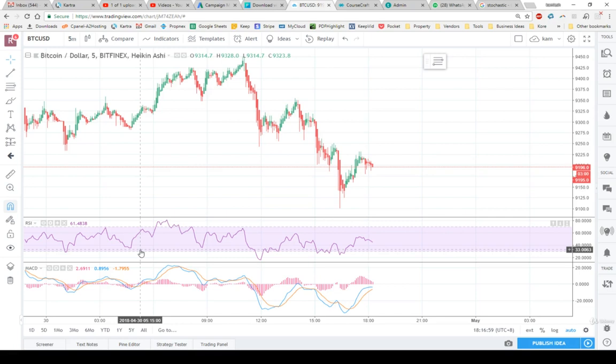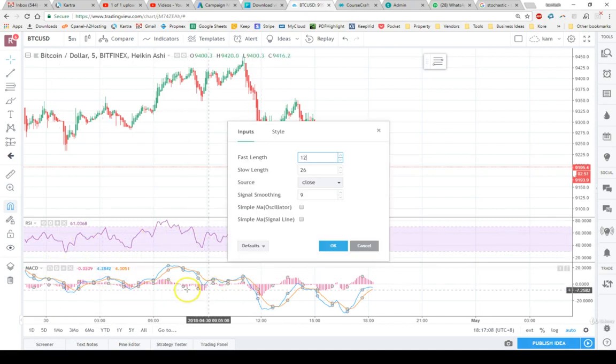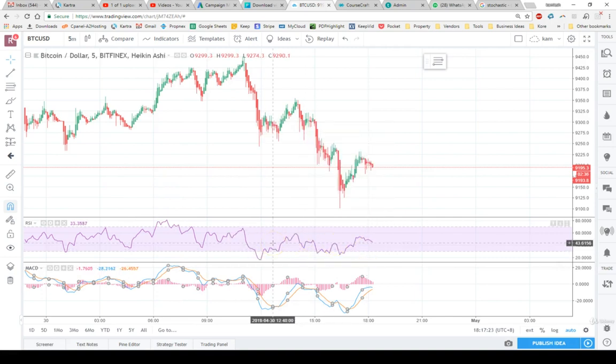Now you notice that for RSI and MACD I am not changing the default parameters. For example, for MACD usually the default parameters are 12, 26, 9. That means one of them is a 12-day moving average and one is 26, right? So we just go with the default parameters. All right, so that is MACD.